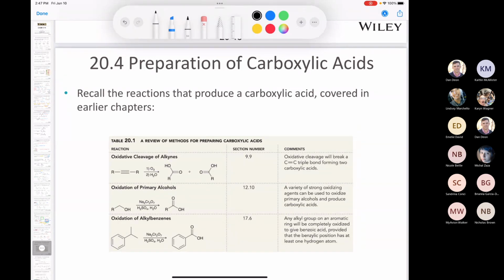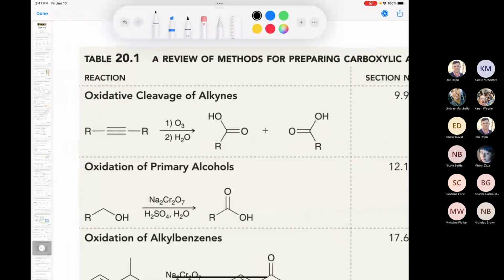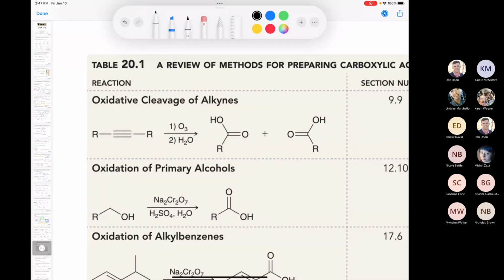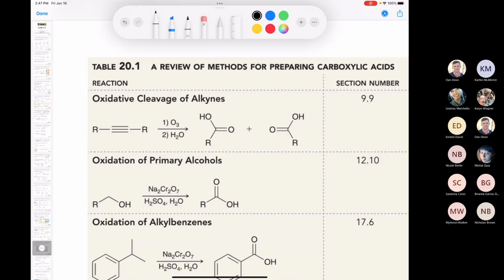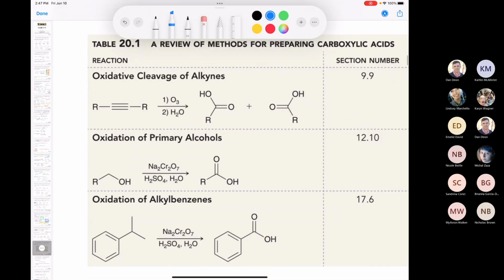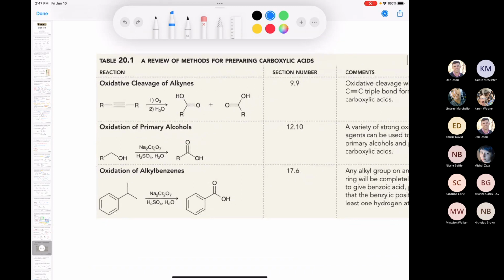Let's see, what's the first thing? I think the first way that we ever saw how to make a carboxylic acid was from the oxidative cleavage of an alkyne. So oxidative cleavage of an alkene involves ozone followed by dimethyl sulfide or DMS, but the oxidative cleavage of an alkyne involves ozone followed by treatment with water, and we can end up with a pair of carboxylic acids.